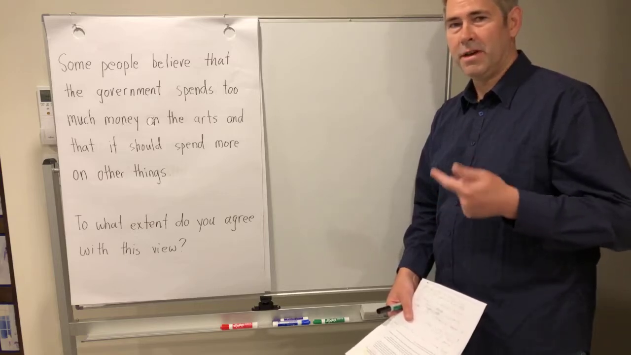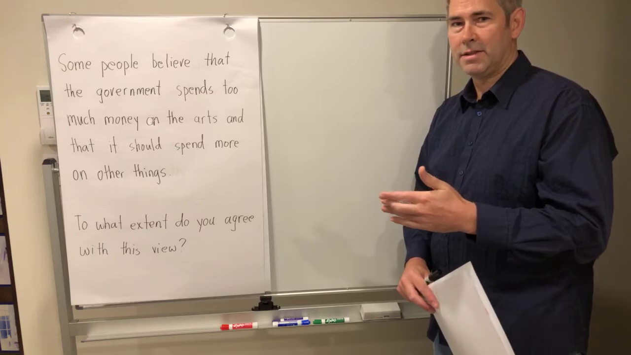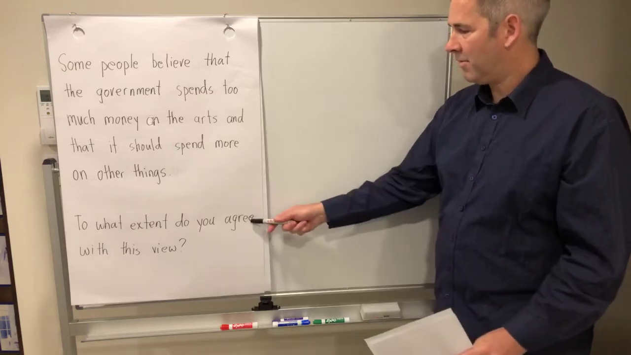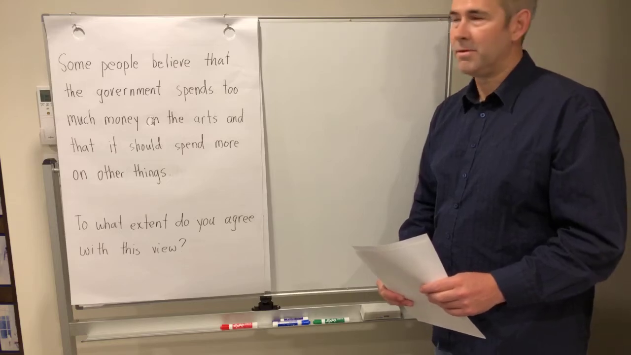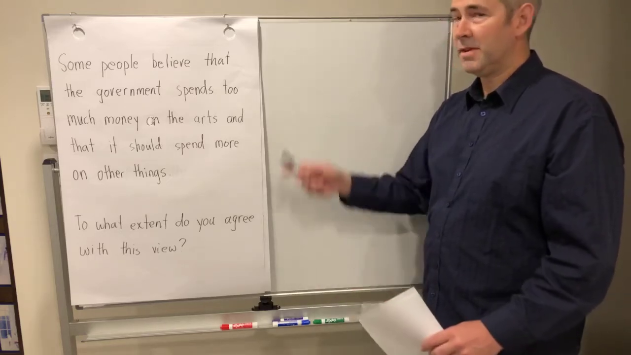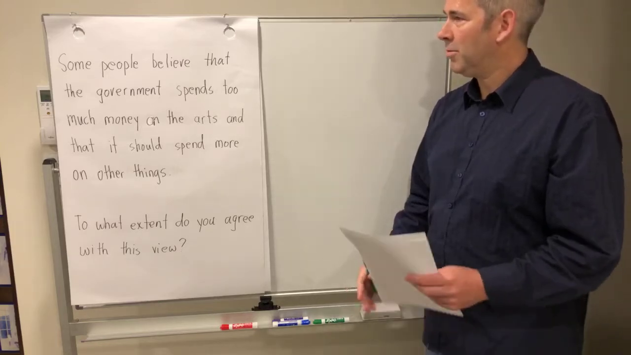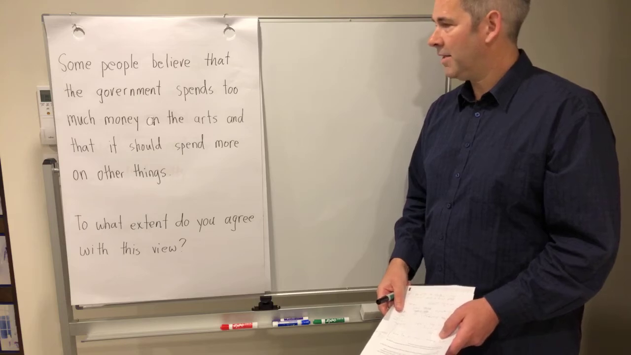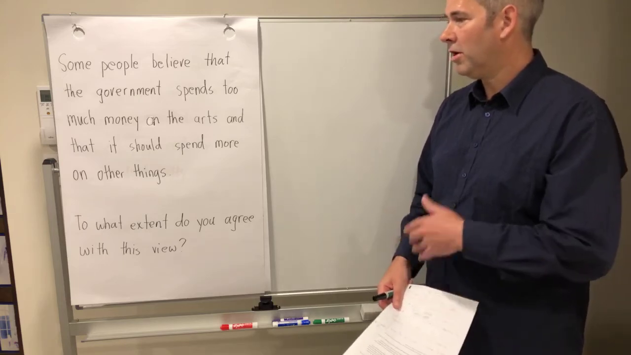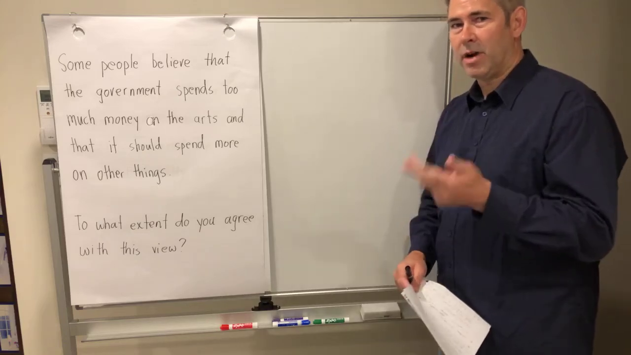Now, if you've watched the videos, you might remember that there are 5 different tasks. So here we have it: to what extent do you agree with this view? And the view is, there's only one view, and I'm going to talk about that in a second, that some people believe that the government spends too much money on the arts and that it should spend more on other things. So there are actually 5 different tasks for writing task 2.